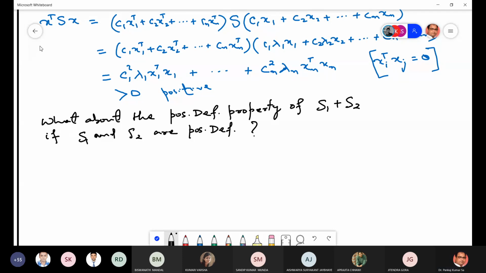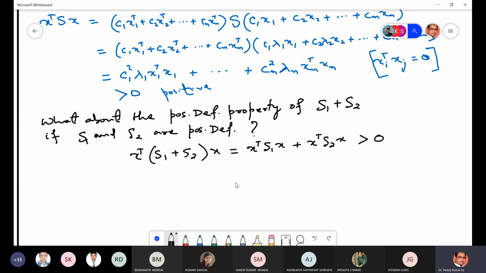We use this property. Yeah, x transpose Sx. So x is any vector. So I'll write x transpose (S1 plus S2) x. So this has to be greater than 0, isn't it? So how do I prove that? Whether this is greater than 0 or not? Simply multiply this. So this becomes x transpose S1 x plus x transpose S2 x, which is greater than 0. Because individually both the components are greater than 0. So that's greater than 0.